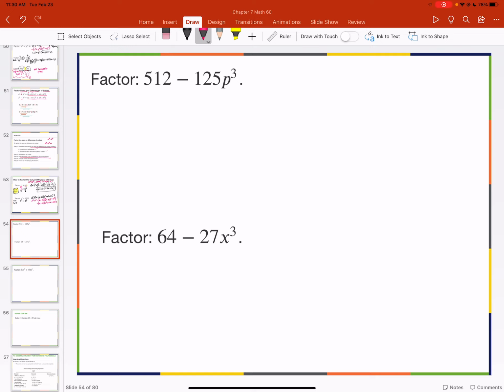So we have here 512 minus 125p cubed. So then we ask ourselves, is 512 a perfect cube? Probably is, right? Well, you can take the cube root of it on your calculator. Or you can literally just put it in your calculator, if you wanted to find out if this is a perfect cube.